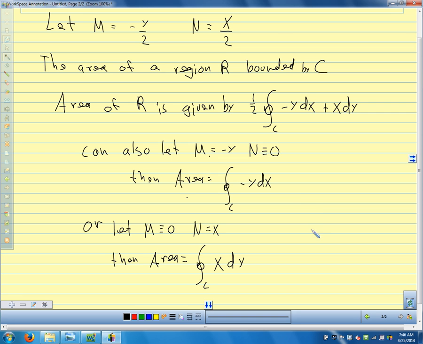All right, so let's look at an example where we could use these quantities to find the area of a region. Any of these three, and sometimes one version is easier to use than the other. Any of these three can be used to find the area of a region. So let's look at a region where this would be helpful.